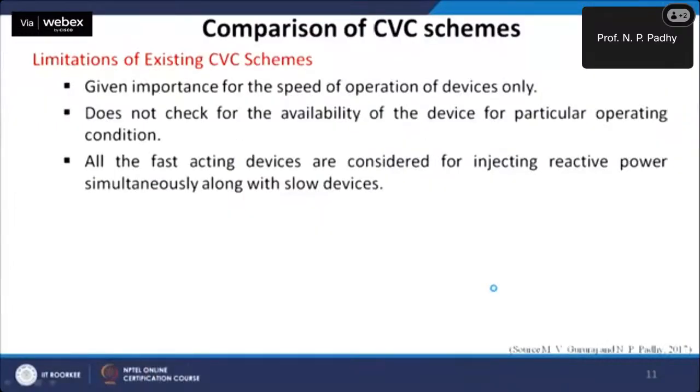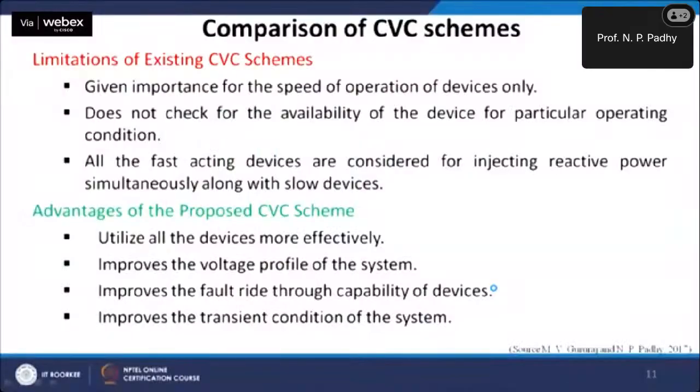Operating conditions. All the fast acting devices are considered for injecting reactive power simultaneously along with slow devices. So what we do, when it is from stage 1 or stage 2 or stage 3, all the reactive power injecting devices are instructed to inject as much as they can, and in that process the fast acting devices are always participating in injecting reactive power, and the slow devices unfortunately may not be able to contribute by the time all the fast acting devices contribute whatever contribution they can make.